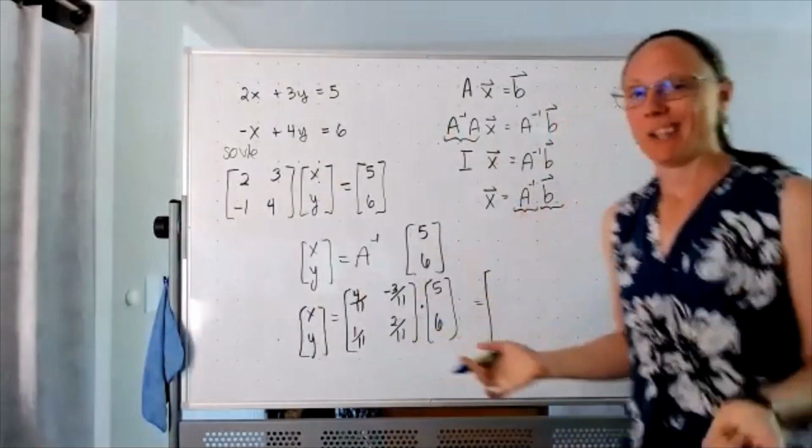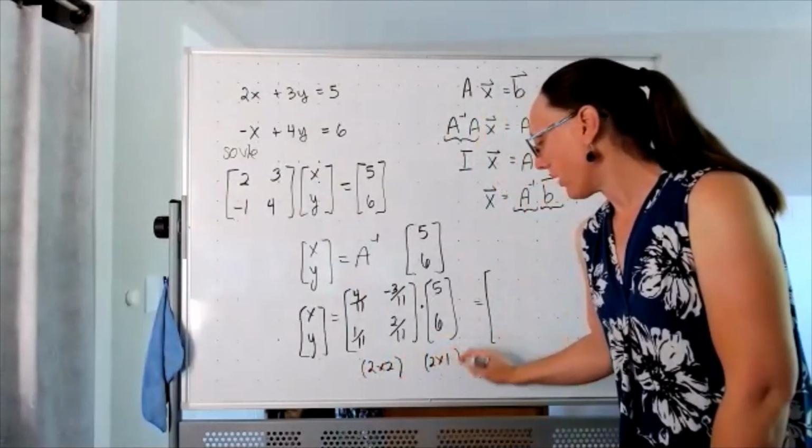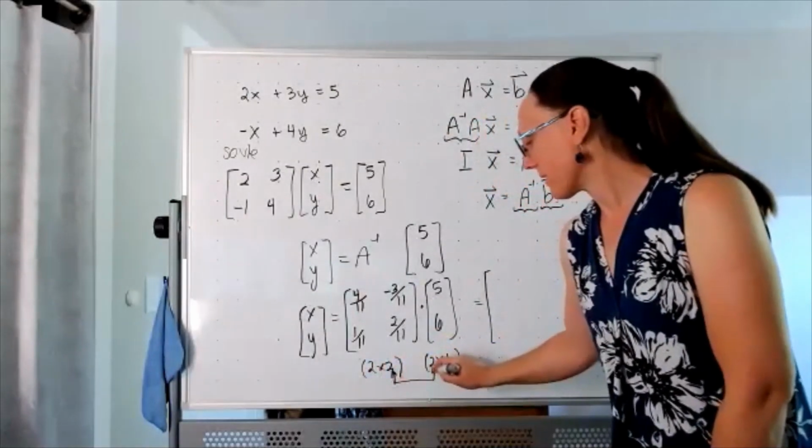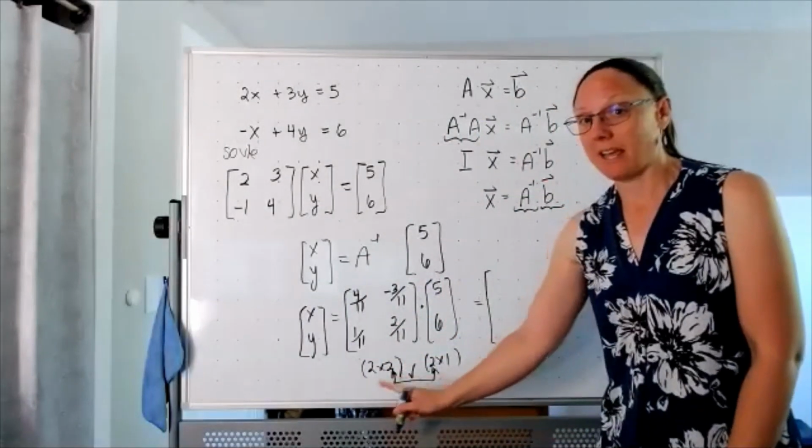First of all, quick check. I've got a 2 by 2 times a 2 by 1. My inside dimensions match, so I'm allowed to do the multiplication, and my answer should be a 2 by 1.